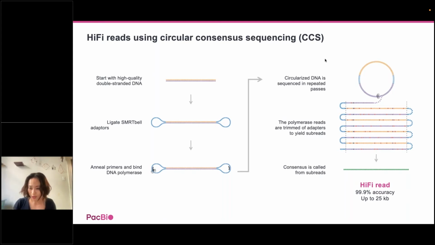However, what you want data-wise is just the insert. So we bioinformatically call a consensus of sequencing across these different passes of the same molecule to create a consensus read called a HiFi read. For up to 25 kilobases of insert, we can achieve 99.9% accuracy. However, for AAV vectors and cDNA transcripts, we usually won't get to 25 kilobases of insert, so our accuracy will actually be even higher.